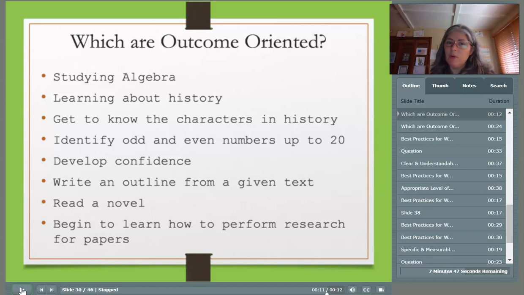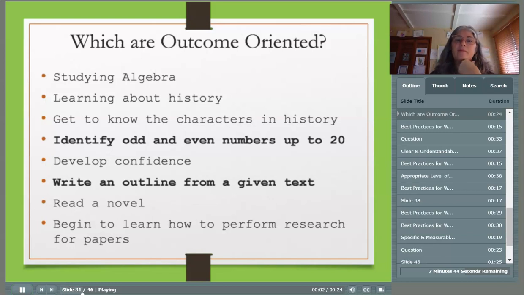Which ones are outcome-oriented? And when I said that I pulled these from examples written by teachers, these were actually pulled off of school websites. So the schools actually posted these on their websites as if these were correct learning objectives. All right, let's continue and see.